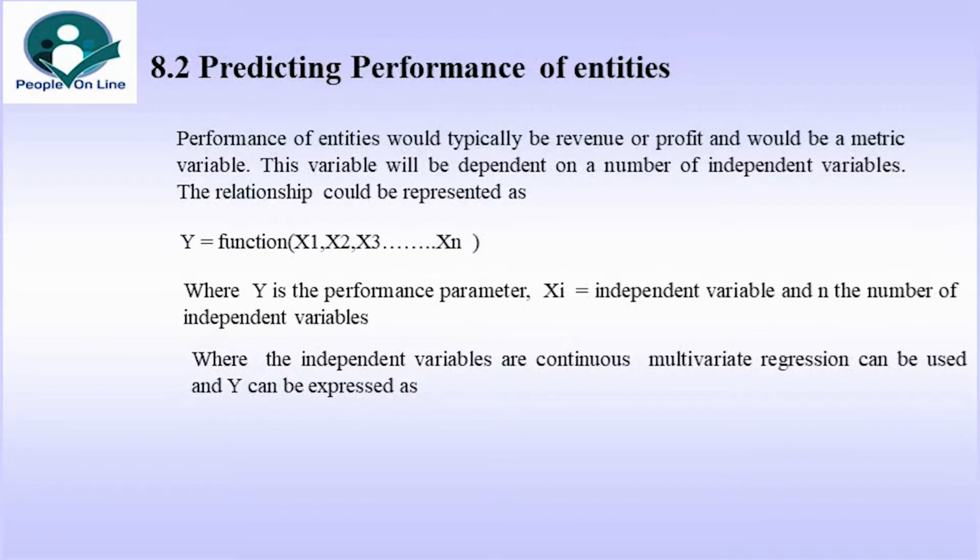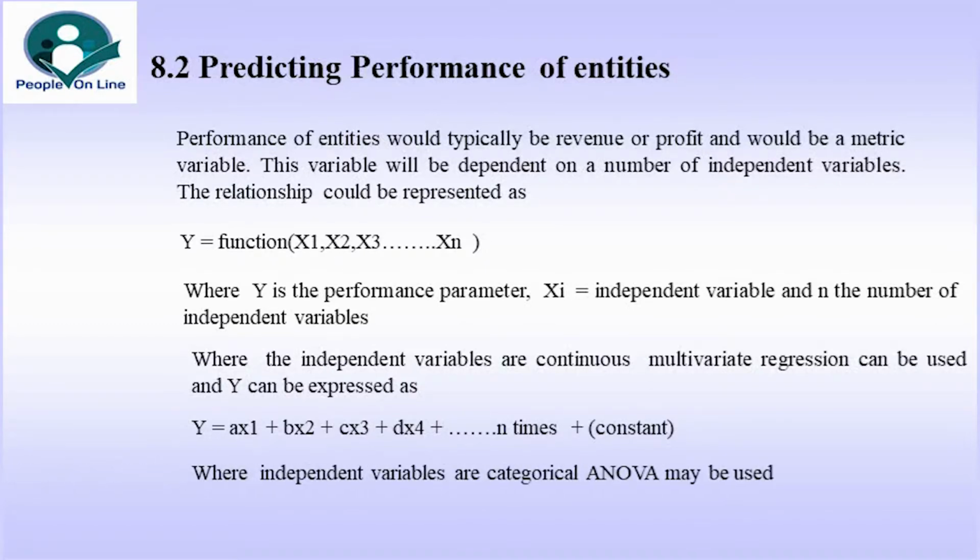Where the independent variables are continuous, multivariate regression can be used and y can be expressed as y is equal to ax1 plus bx2 plus cx3 plus dx4 plus going right up to n times, and also there should be a constant at the end. Where independent variables are categorical, ANOVA may be used.